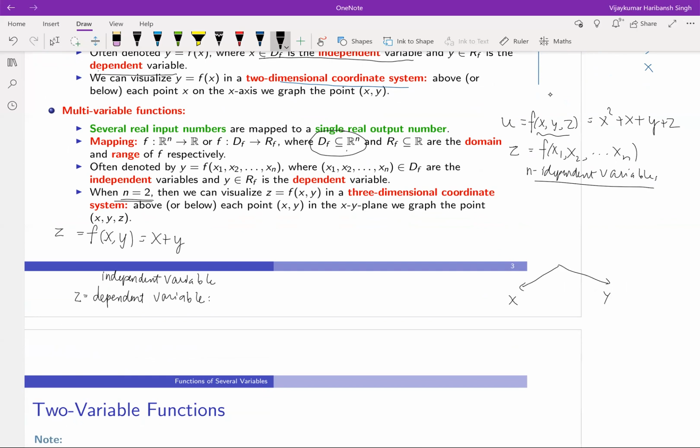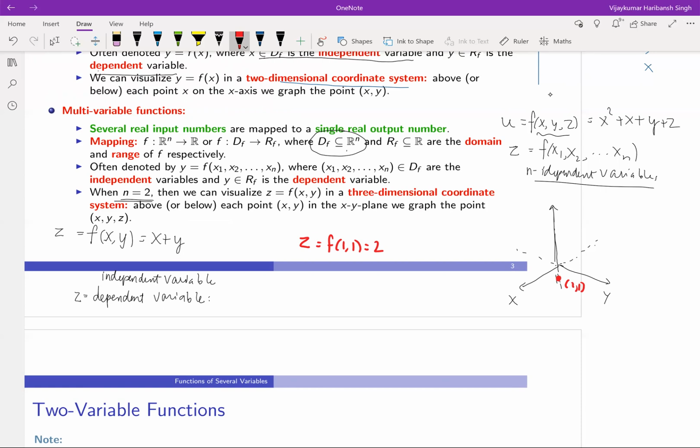I'm trying to draw a three-dimensional perspective. So x and y axes, and on top we have the z axis, and suppose I'm looking at z equals x plus y. So how will this function look? So x is 1, y is 1, so you'll be here. So this is (1, 1). And what is the value of z there? So z is f of 1, 1, which is going to be 2. So the value of the function on top is going to be 2.